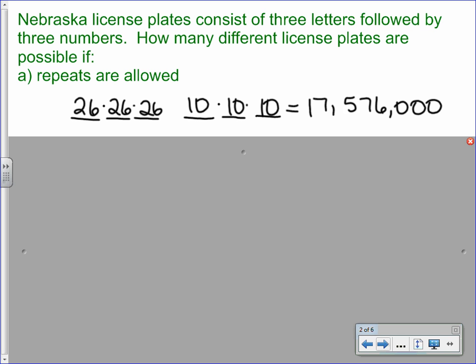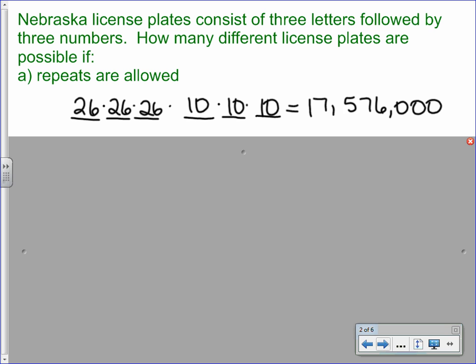So do you multiply them all together or multiply the first 3 and then add the numbers? We multiply all of them because we want a letter and a letter and a letter and a number and a number and a number, and we can multiply, right?